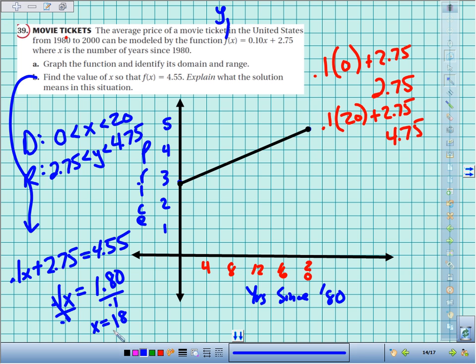So what does that mean? x is 18. Remember, x is the years since 1980. So 18 years since 1980, or in 1998, the average price of a movie ticket would have been $4.55.